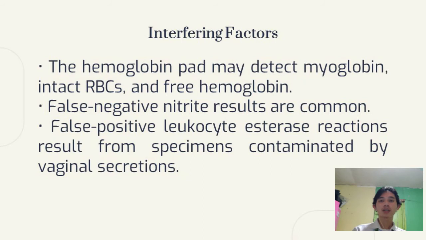Other causes of false negative values relate to the amount of time the urine was in the bladder before voiding or the presence of pathogenic organisms that do not reduce nitrates to nitrites. False positive leukocyte esterase reaction results from specimens contaminated by vaginal secretions. The presence of high glucose, protein, or ascorbic acid concentrations may cause false negative results. Specimens with high specific gravity may also produce false negative results.